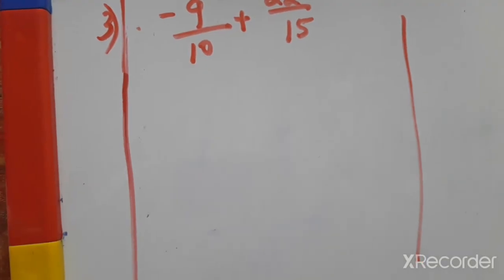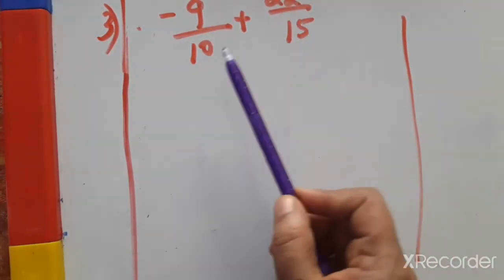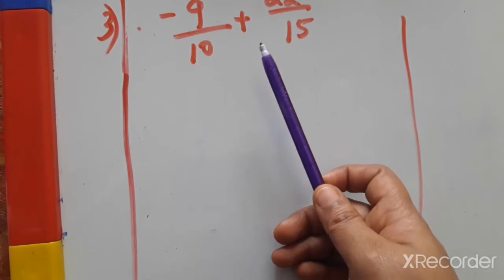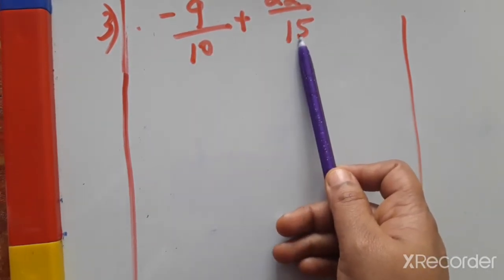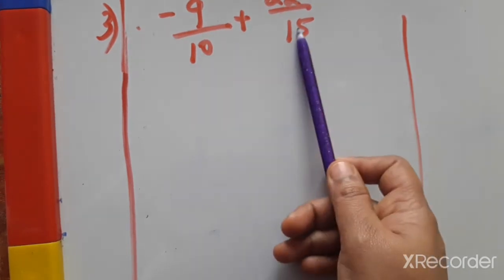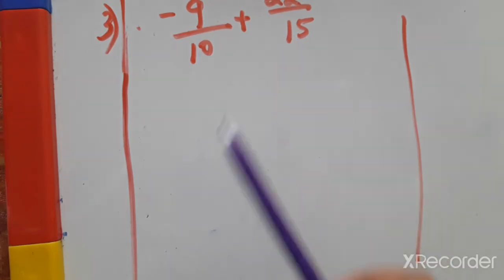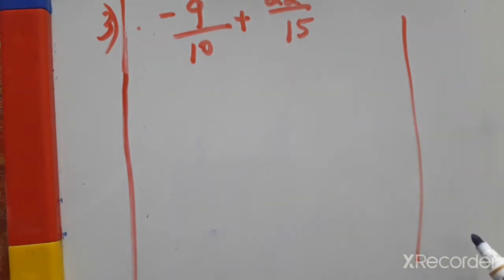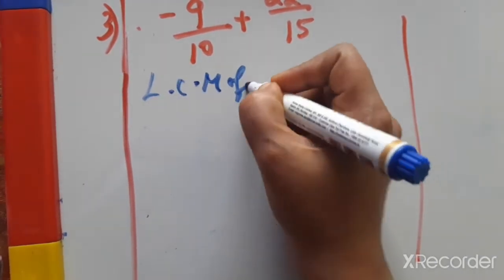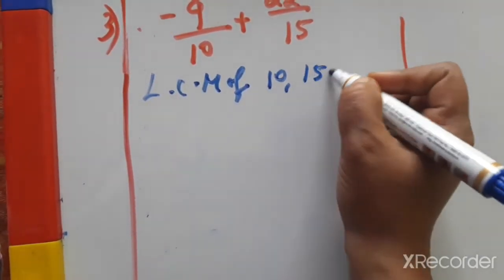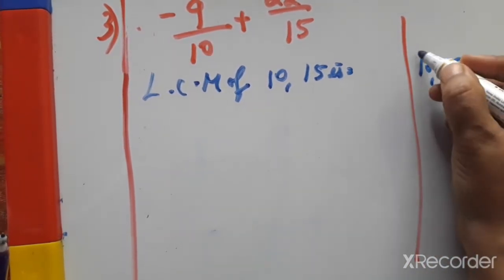The next question is the third one: minus 9 by 10 plus 22 by 15. Is it a like fraction? No, because the denominators 10 and 15 are different numbers. To convert into like fractions, we have to find the LCM of the denominators 10 and 15.